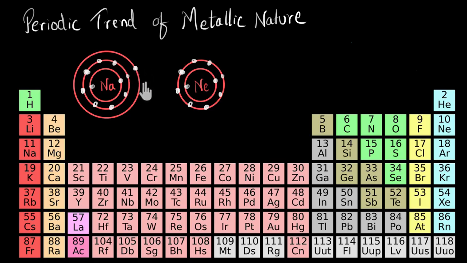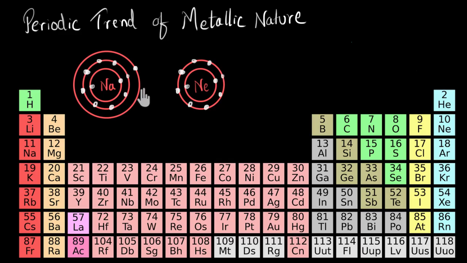So if there is an element that can easily give away its outermost electron, then it is going to be more metallic in nature. Whereas if there is another element that requires some effort to give away its outermost electron, then it's going to be less metallic in nature. So that's the trend that we are looking for.